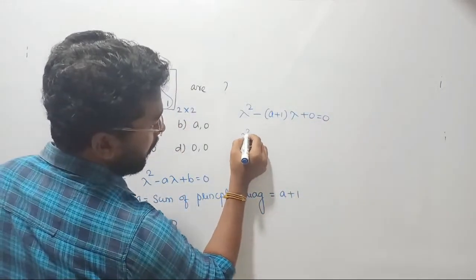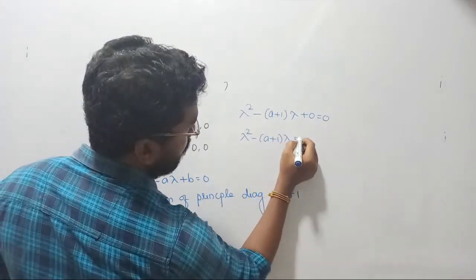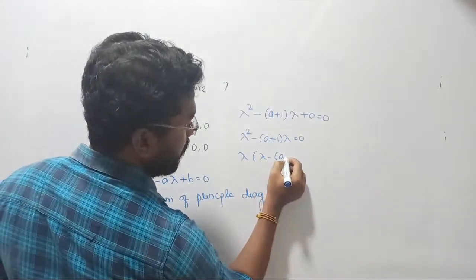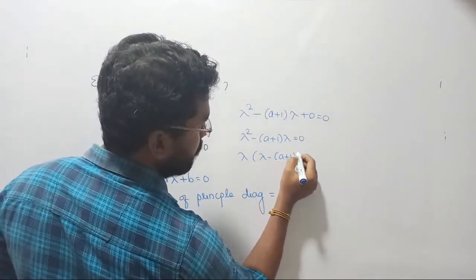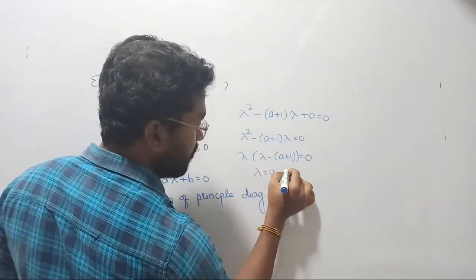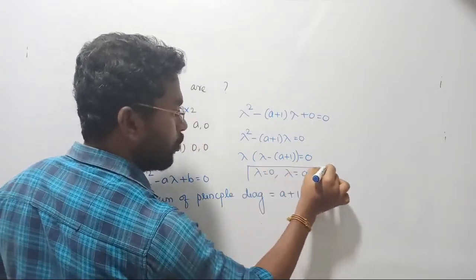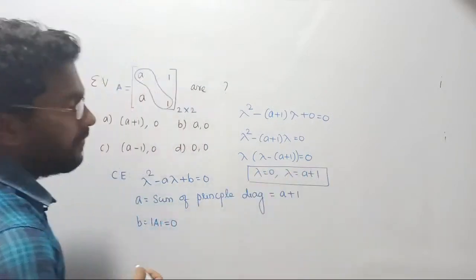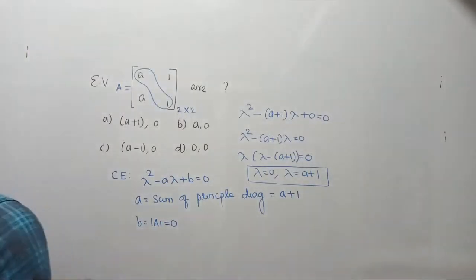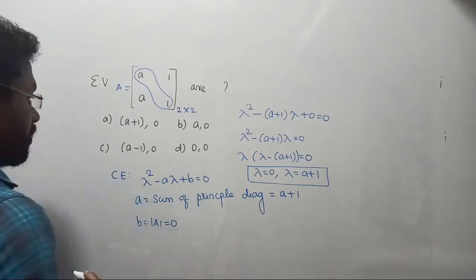Next step: lambda square minus (A plus 1) into lambda equal to 0. If I take lambda outside, it becomes lambda times (lambda minus (A plus 1)) equal to 0. So lambda equal to 0 as well as lambda equal to A plus 1. Yes, we got two roots. So the correct eigenvalues are A plus 1 comma 0. How many of you posted the answer? Happy? Many of you had posted your answer, right?